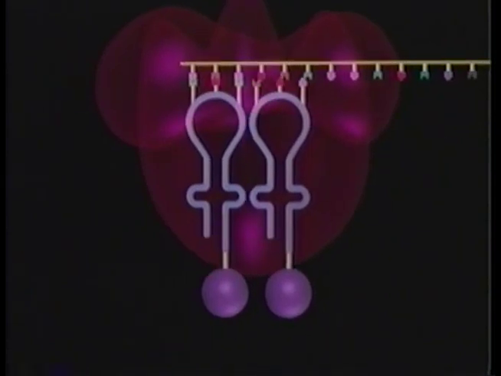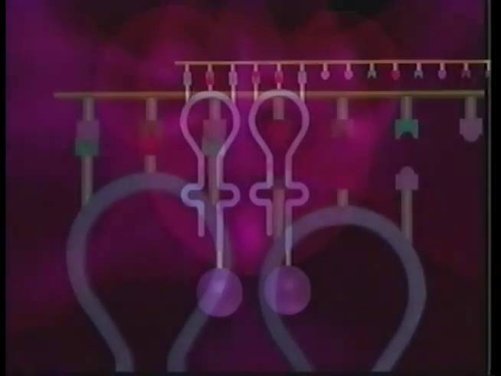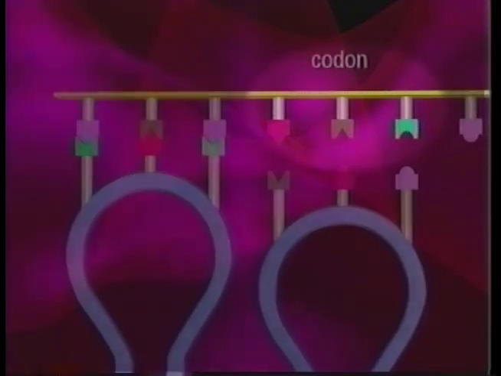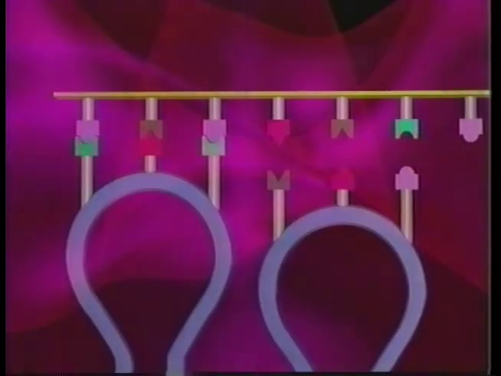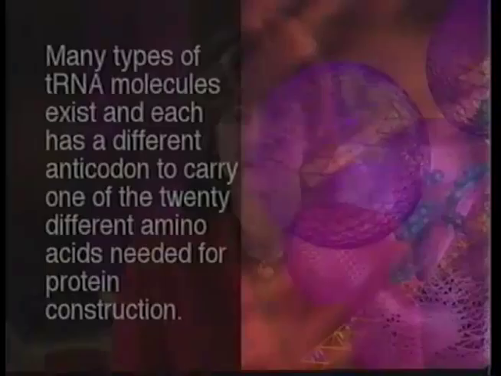An amino acid attaches to one end of the transfer RNA molecule, while on the other end are 3 exposed bases. Because these bases attach in complementary fashion to the 3 bases in an mRNA codon, this region of the tRNA molecule is called the anticodon. Only a tRNA with a specific anticodon can pick up a specific amino acid.